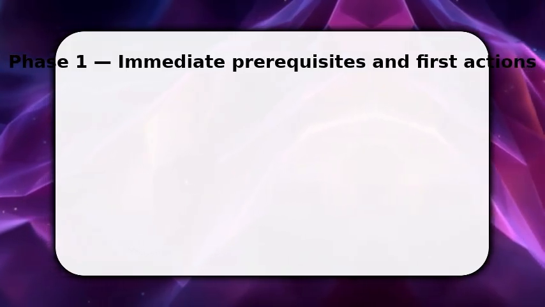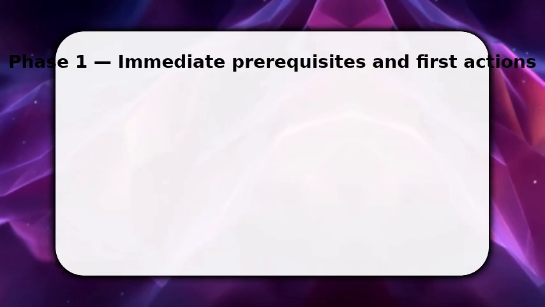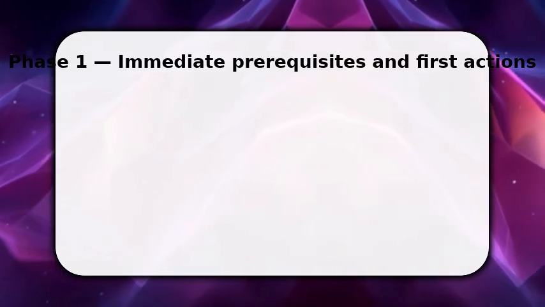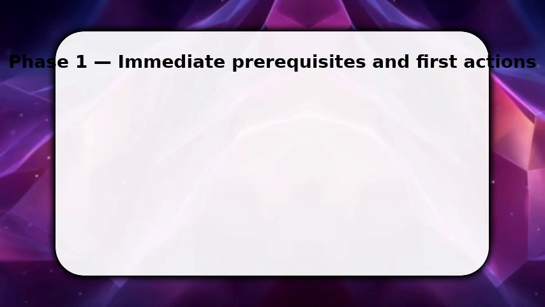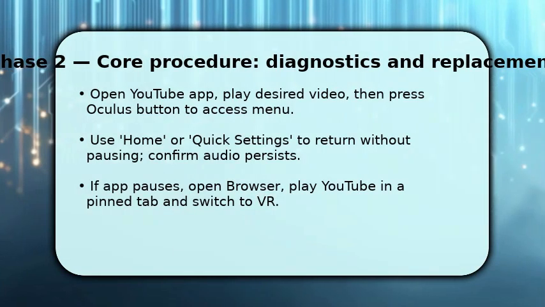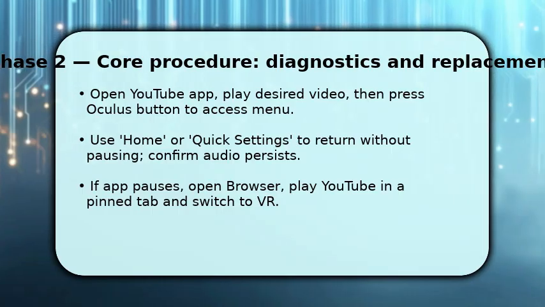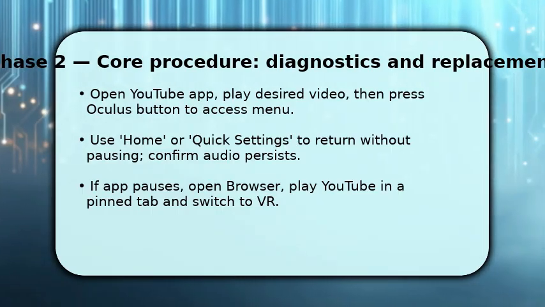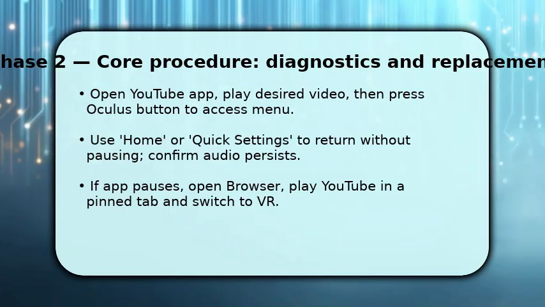Prepare the Oculus browser approach as an alternative route that gives more control over tabs and media. Now you perform the core steps to keep audio playing while you use other apps. Play the video in the YouTube app, then press the Oculus button and navigate to home. The app should continue playing audio in the background.